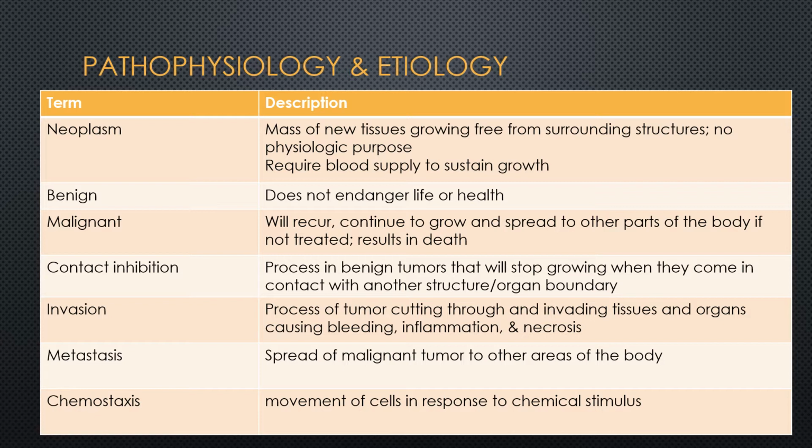Contact inhibition is a process in benign tumors that will stop growing when they come in contact with another structure or organ boundary. Invasion is the process of tumor cutting through and invading tissues and organs, causing bleeding, inflammation, and necrosis. Metastasis is the spread of a malignant tumor to other areas of the body. And chemotaxis is movement of cells in response to chemical stimulus.